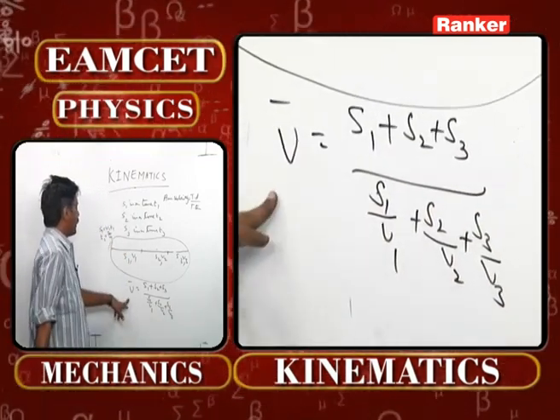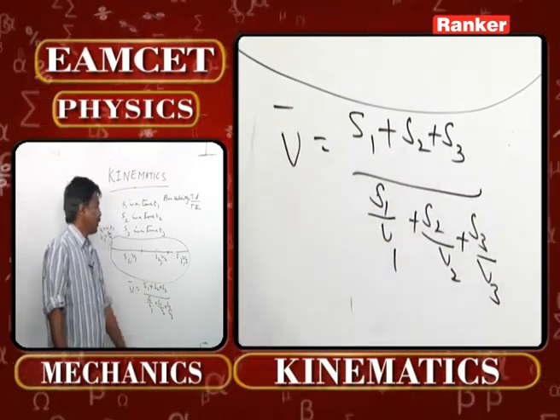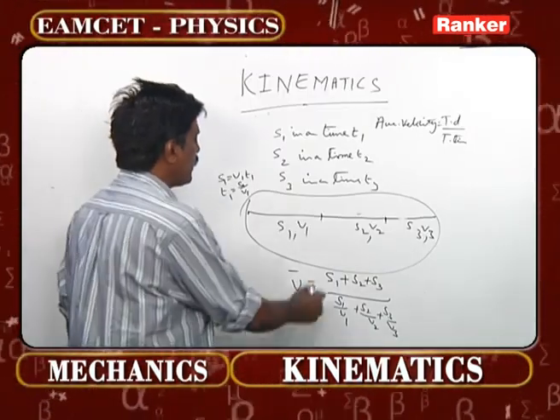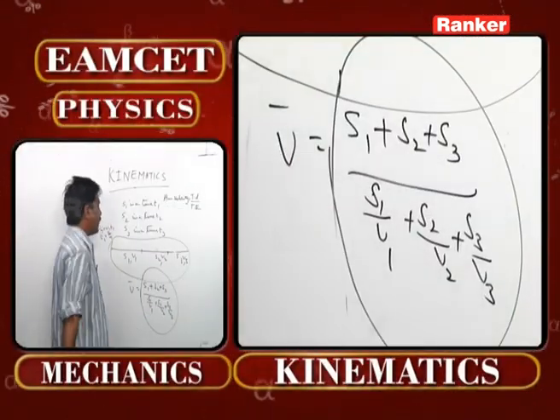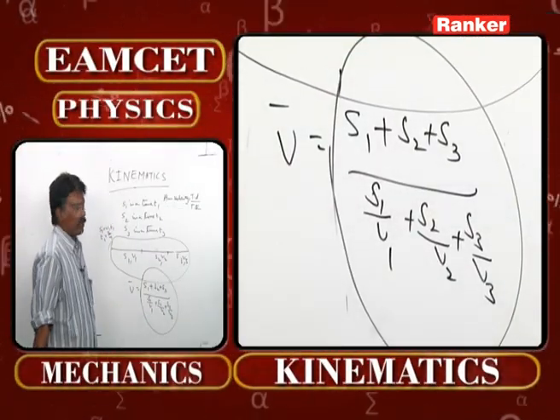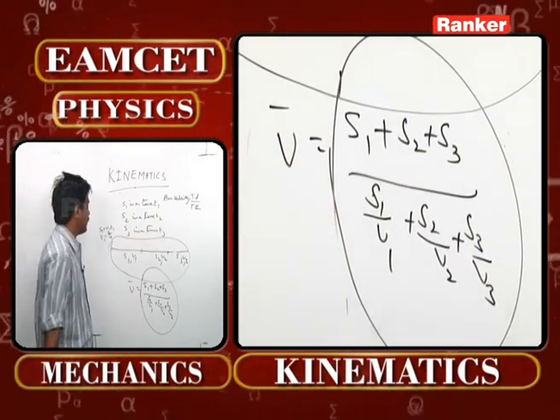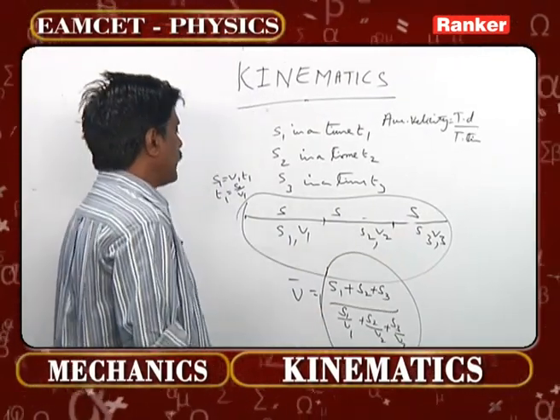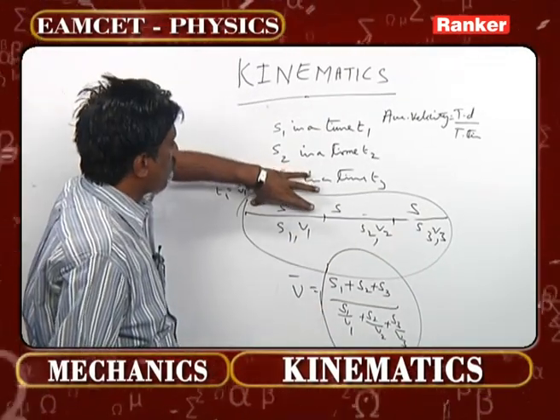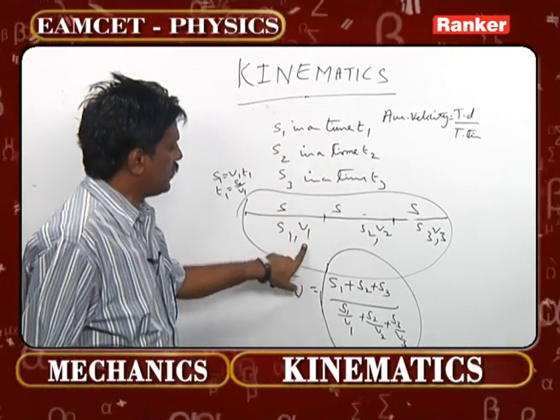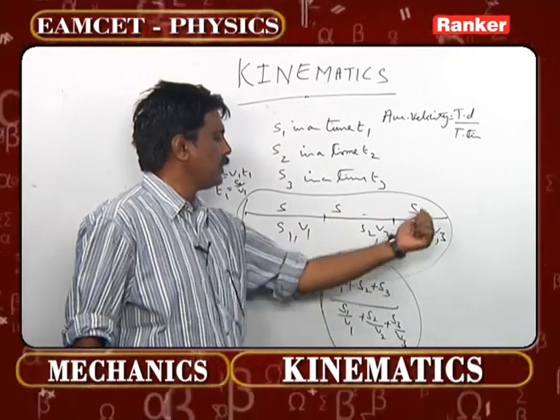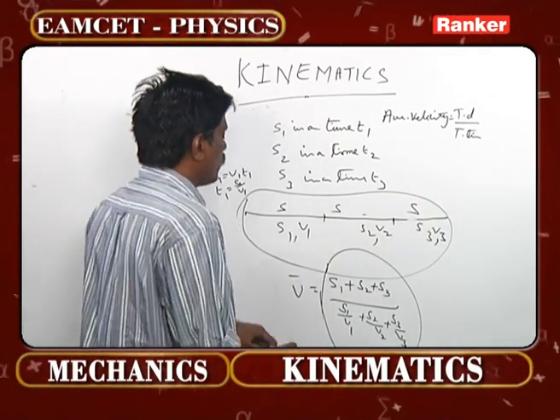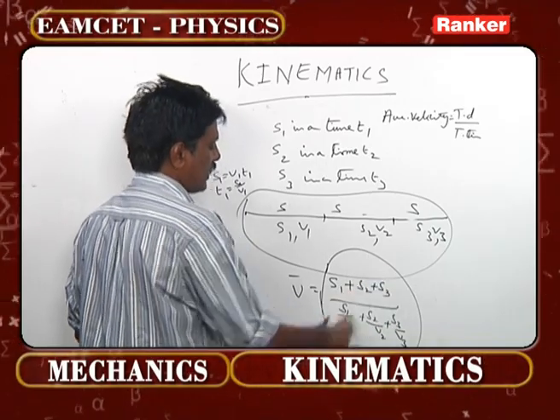So, here we got the average velocity is equal to total displacement by total time taken. This is the general relation to find average velocity in this type of cases. Suppose the three displacements are equal, this is S, this is also S, this is also S. Then the first 1/3 of the displacement it covered with a velocity V1, the second 1/3 with a velocity V2, the third 1/3 with a velocity V3.